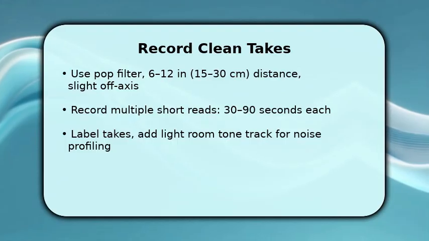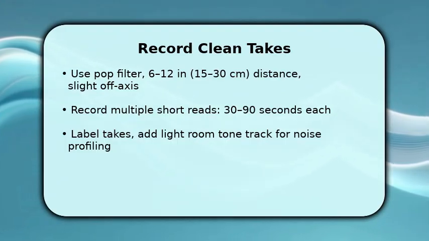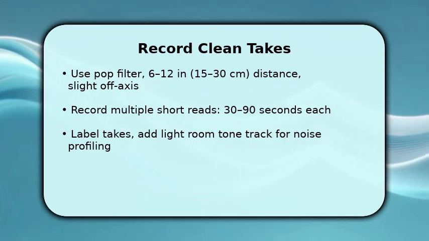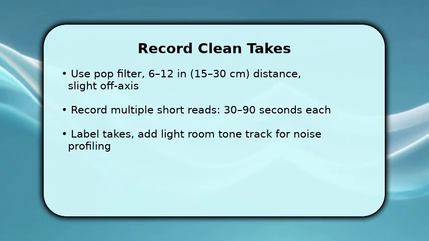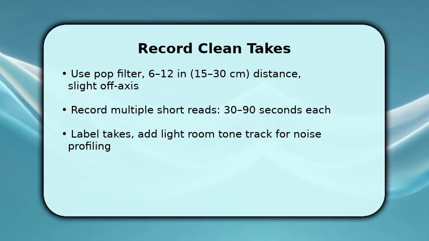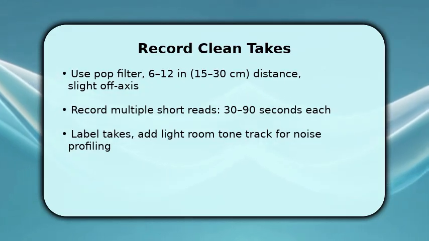Record multiple short takes, 30 to 90 seconds each, so the AI gets varied phrasing. Save a few seconds of room tone too, this helps later for noise reduction. Once done, organize and label takes so you can pick the best samples quickly.